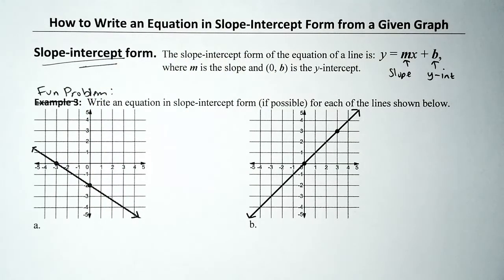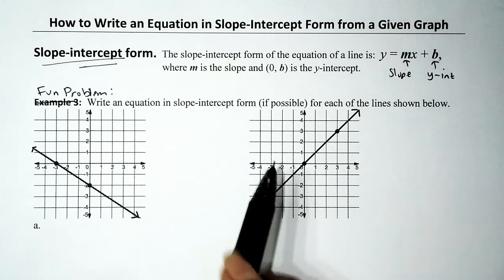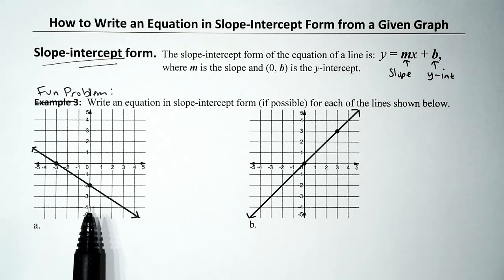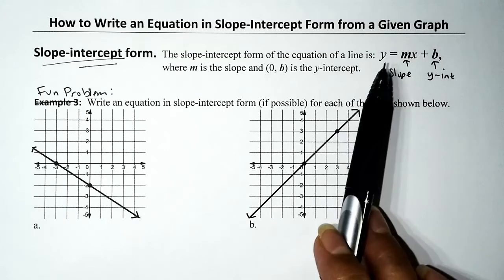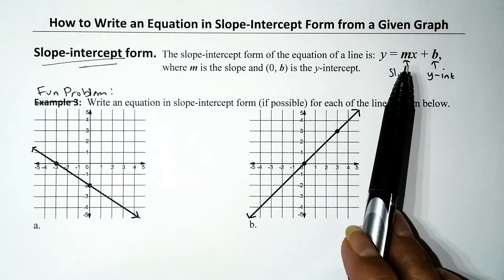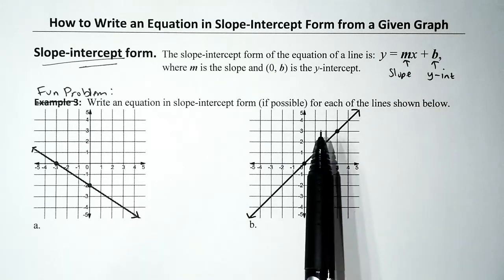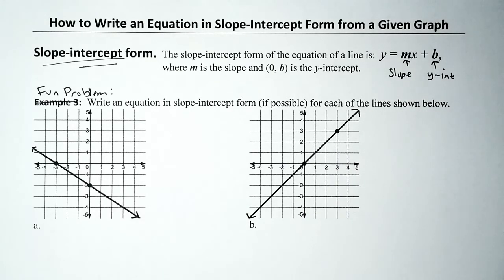So, write an equation in slope-intercept form, if possible, for each of the lines shown below. So we have some graphs. I need you to give me an equation written in slope-intercept form, but if for some reason it's not possible to write in slope-intercept form, then just do what you've got to do.